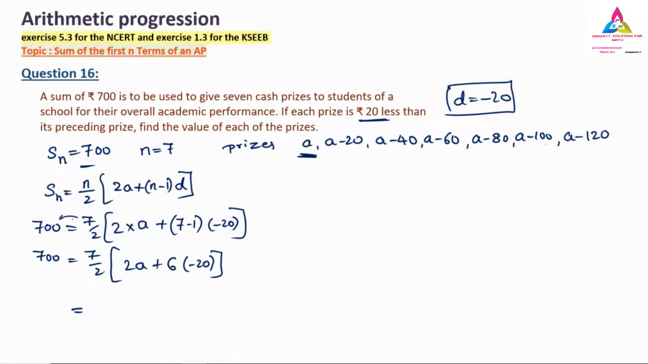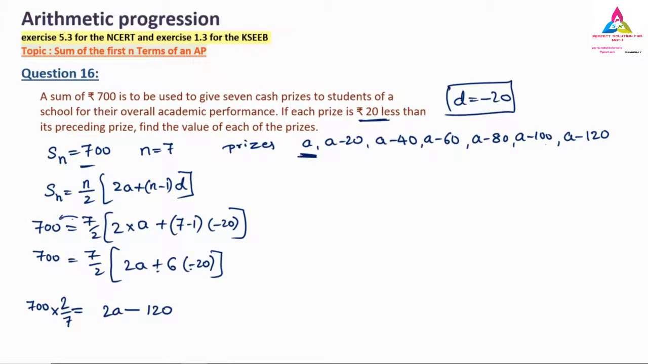Now, very importantly, here you can see this 7 by 2 we can shift to the other side. It will become 2 by 7, 700. When we shift this 7 by 2, what will happen? It will reciprocal, which means it will change its order: the numerator goes to the denominator, the denominator goes to the numerator. Next here we have 2a. So plus into minus is minus, 6 into 20 is 120.